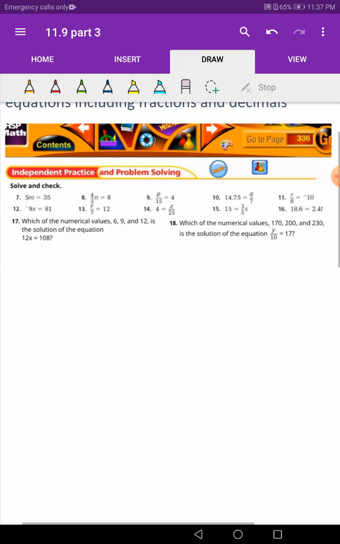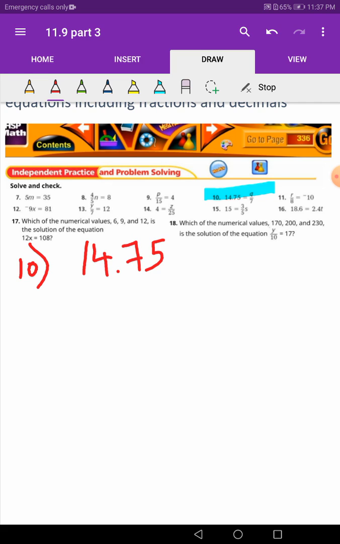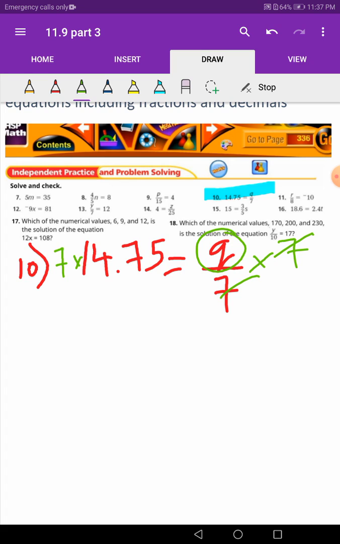Okay, let's move to question number 10, which includes a decimal number. 14.75 equals q over 7. So the variable has been divided by 7. To get rid of it, you need to undo it by multiplying by 7. And don't forget to do the same to the second side. As we have 7 up, 7 down, you cancel them. What do I have left here? I have only q equals, what's 14.75 times 7?